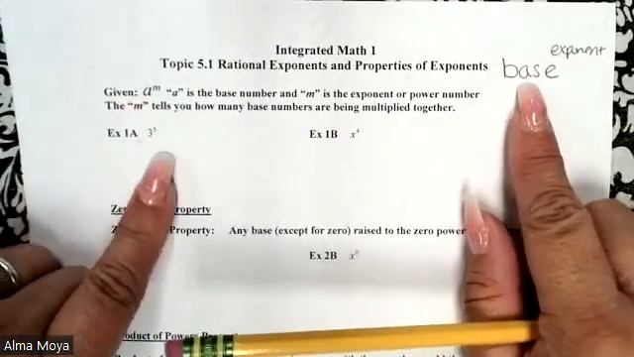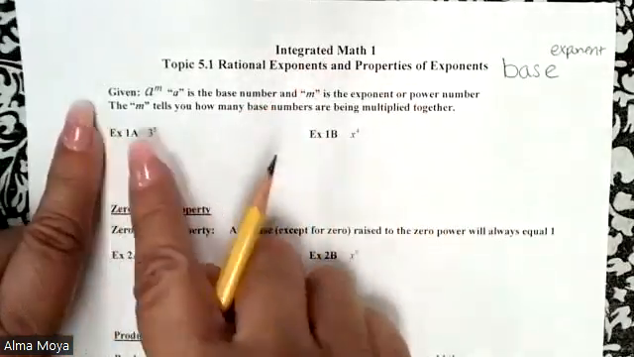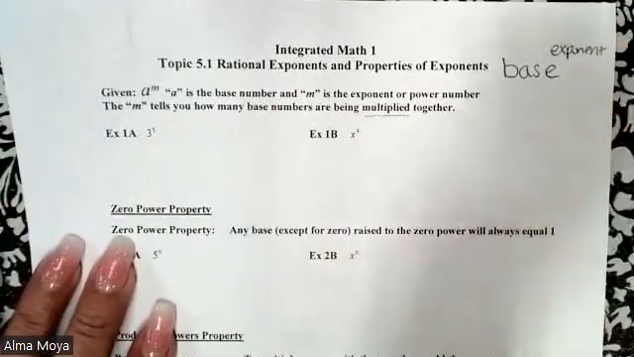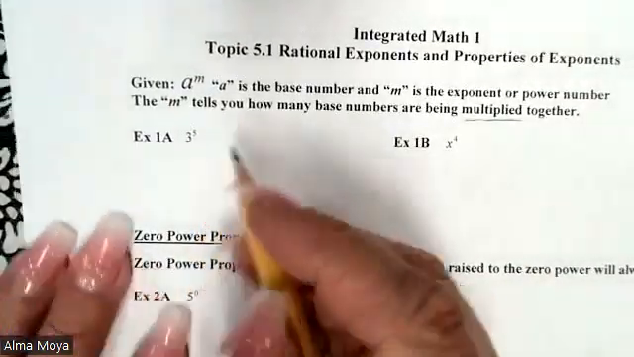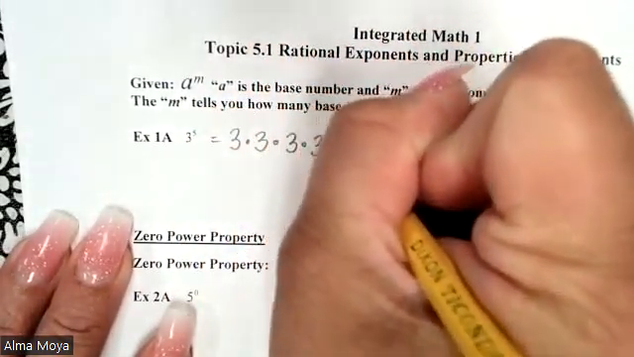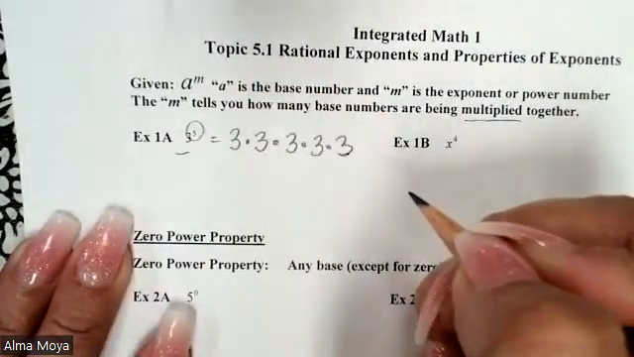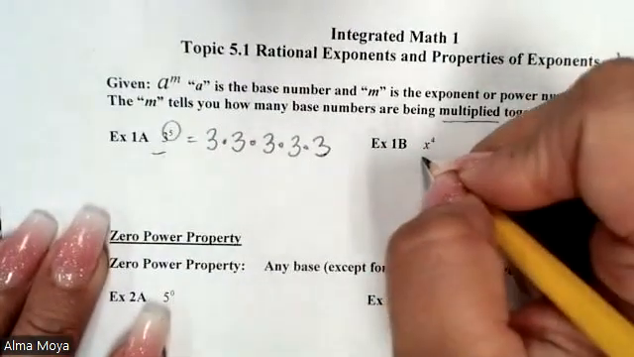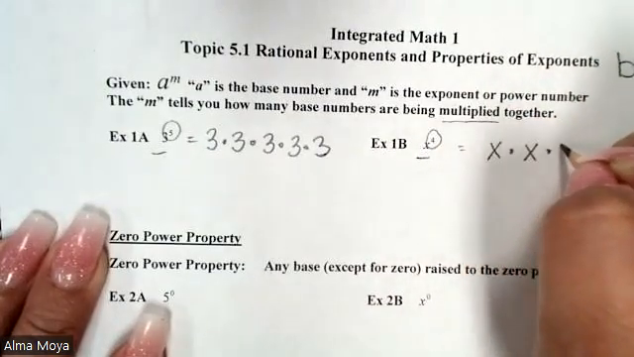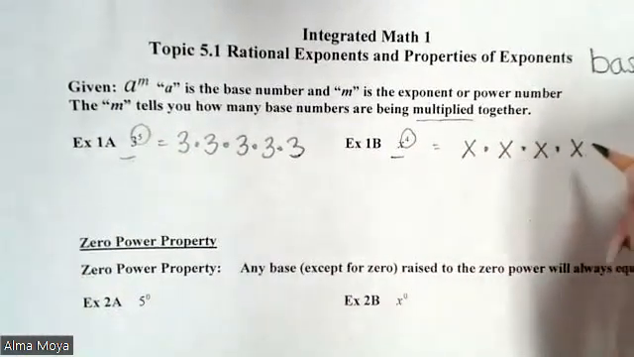So wherever I refer to it, like right here where it says 3 to the 5th, 3 is called the base, 5 is called the exponent or the power. The m tells you how many base numbers are being multiplied together. So on this one, 3 to the 5th power means 3 times 3 times 3 times 3 times 3. You're going to write the base 5 times. On this one, x to the 4th power, you're going to write x 4 times, and that's all going to be multiplied. So that's x times x times x times x. There's 1, 2, 3, 4 of them.